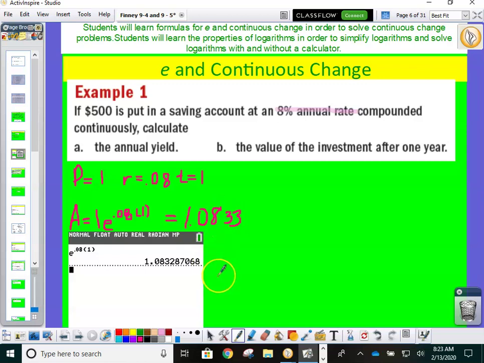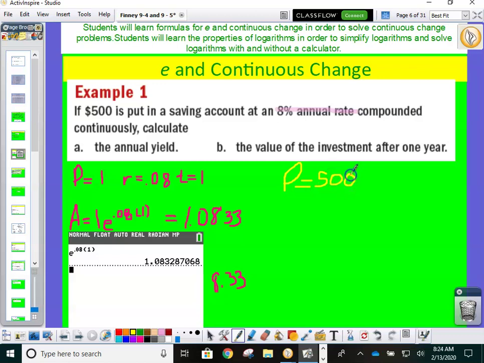So we're actually getting 8.33% on our funds. So then the question says, okay, well, what if we have the money in there? So this time our principal is not going to be 1. This time our principal is going to be something other than 1. So I'm going to try, the yellow's kind of nice here. Our principal is going to be 500. Everything else is going to be the same.